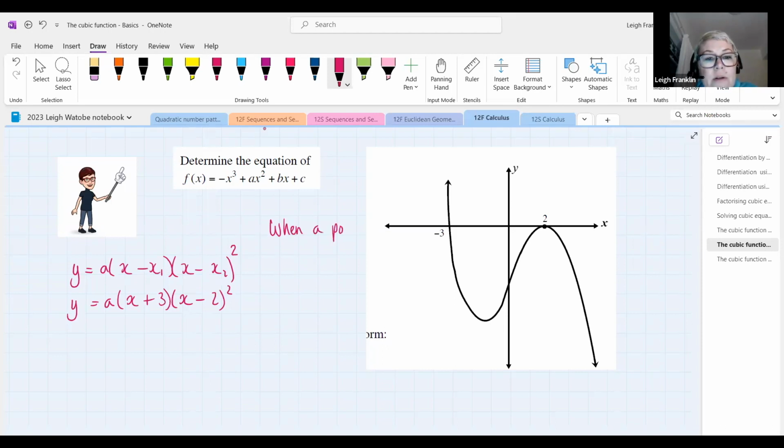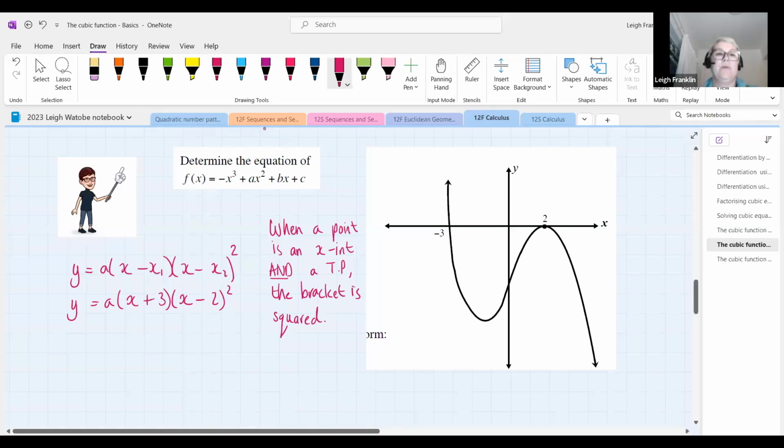So when a point is an x-intercept and a turning point, the bracket is squared. And this always happens. Very important. So when a point is an x-intercept and a turning point, the bracket will always be squared. Yes, Teddy.